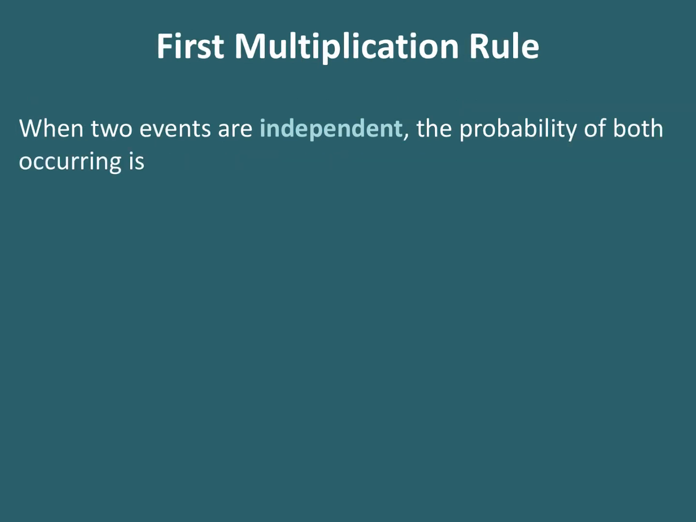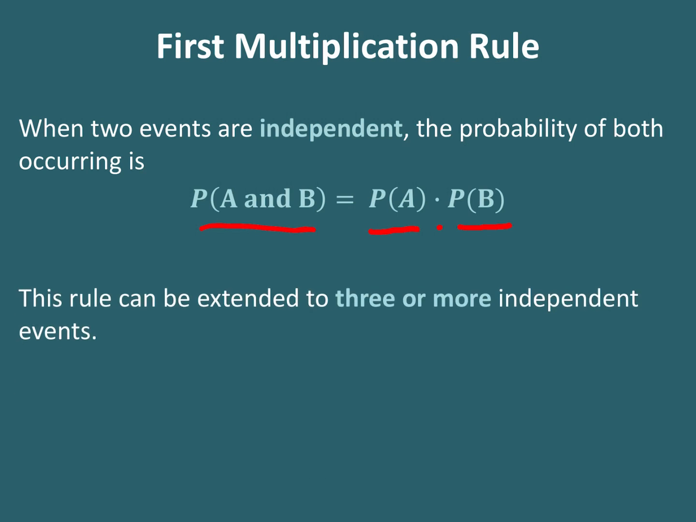When two events are independent, the probability of both occurring is found as follows. The probability of event A and event B both occurring will be probability of A times probability of B, in the event that they are independent. This rule can be extended to 3 or more independent events.